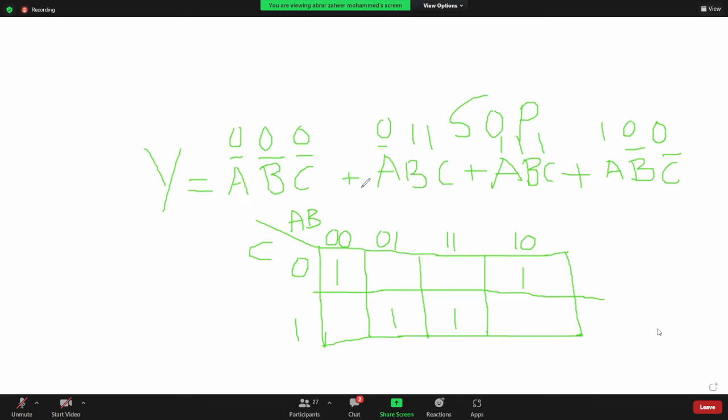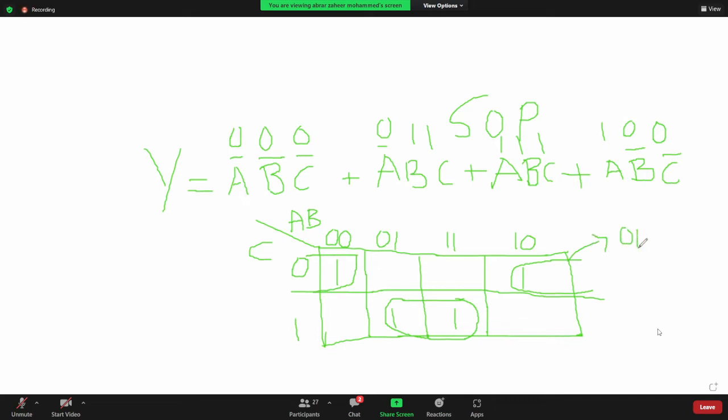So each group should be as large as possible, and the cells that are containing 1 must be grouped. Groups may overlap. We can overlap the groups, and opposite grouping and corner grouping are also allowed. So here we'll start the grouping. We can make a group of these 2 ones, and this one and this one can be grouped. So this is known as the opposite grouping.